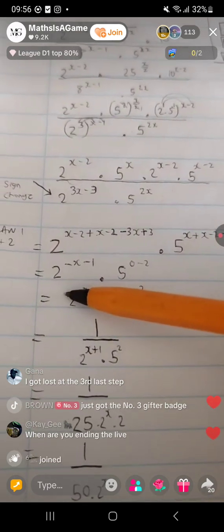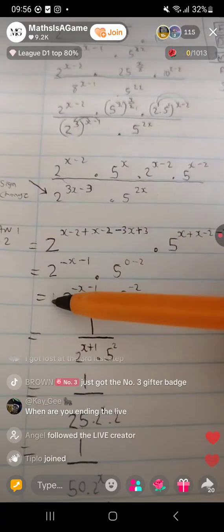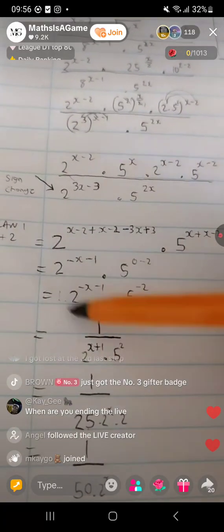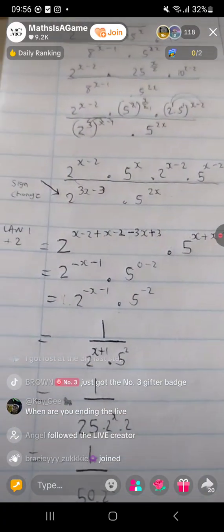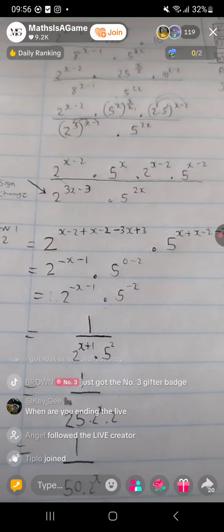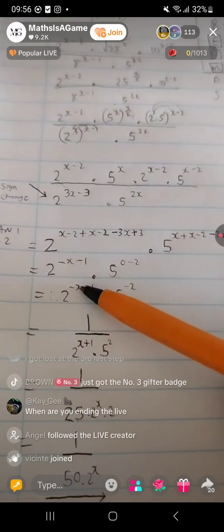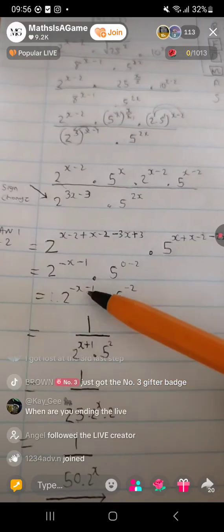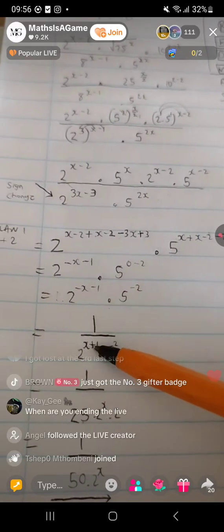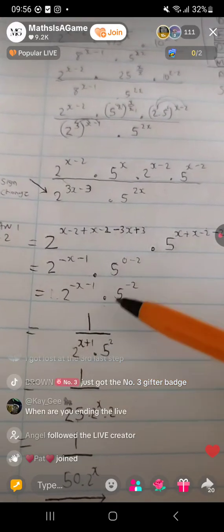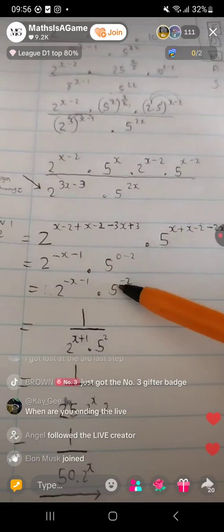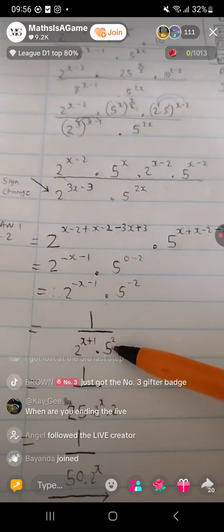Who gets left behind at the top? 1. Okay, because 1 is multiplied to all of this. You don't see 1, but 1 is there. It's multiplied to all those bases. All right. So 2 to the power negative x minus 1, this exponent changes to positive when it goes down. This exponent changes to positive when it goes down. What about 5 to the power negative 2? He also changes to positive exponent.